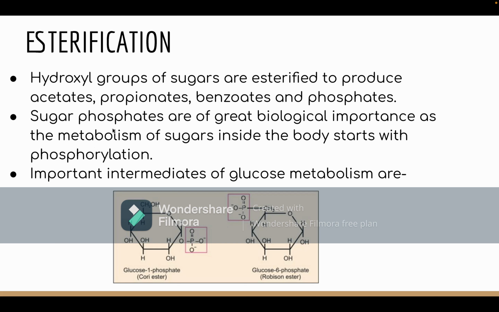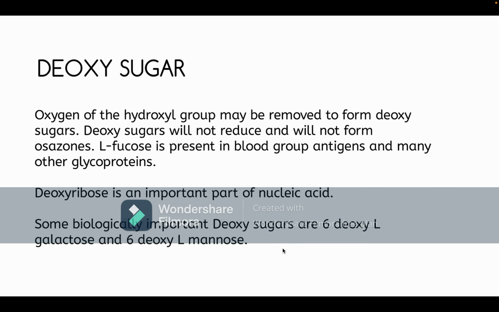Now sugar phosphates are of great biological importance, and one such importance is that metabolism of sugars inside our body starts with phosphorylation, and two intermediates of this glucose metabolism are the Cori ester and Robison ester, which are shown here, and these are esterified forms of sugars. Now the last reaction is formation of deoxy sugars.